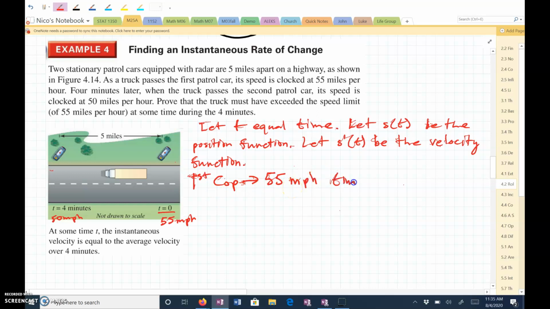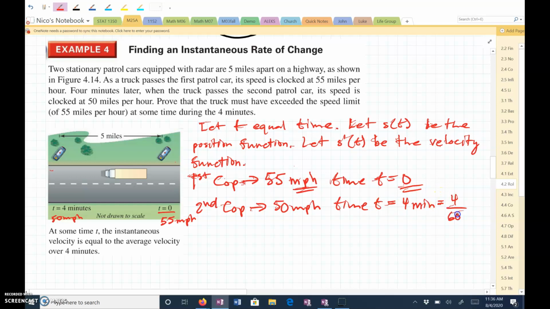And the time would equal 0. Okay? Since this is miles per hour, we want the time to be in hours. When it passes the second cop, it's going 50 miles per hour. The time equals 4 minutes. We want to convert that to hours, so we're going to do 4 divided by 60, which is 1/15. Again, because this is miles per hour.